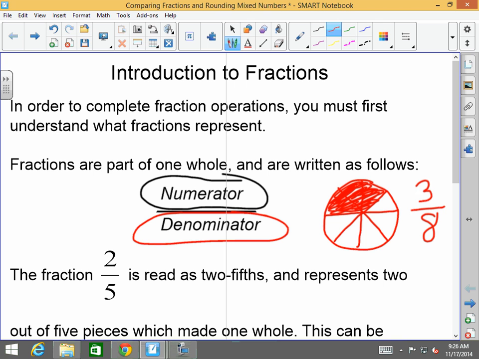The numerator describes the actual amounts that you're dealing with, and the denominator describes the total amount of pieces that make up that one whole.